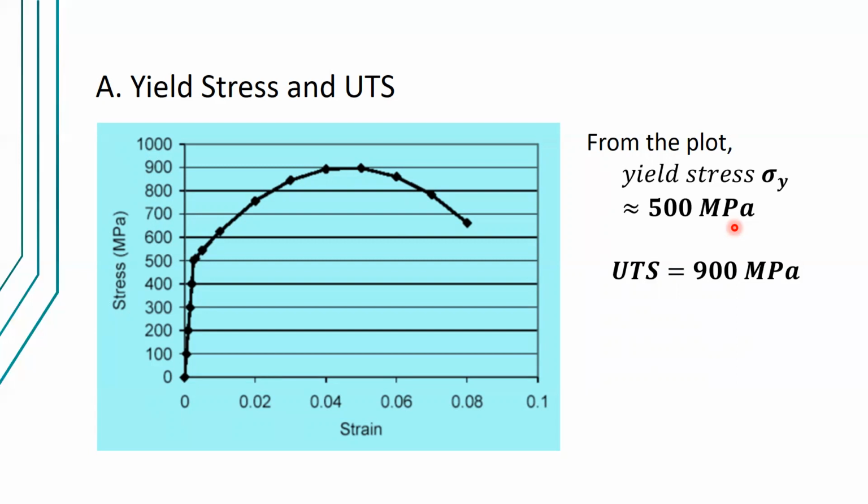How about the ultimate tensile stress? The ultimate tensile stress is the stress corresponding to the maximum point in the stress strain curve. So in this case, that point here is this, and the corresponding stress is 900 megapascals.